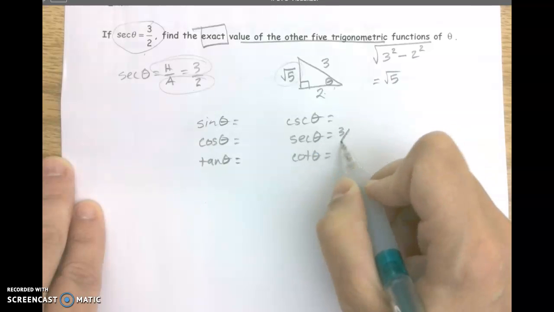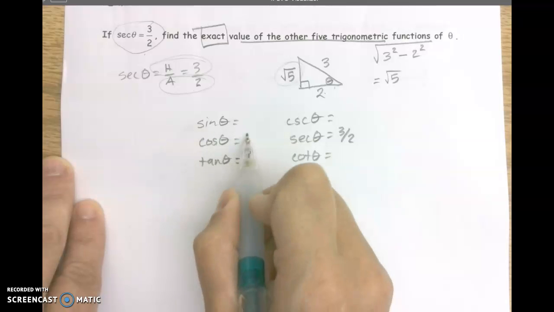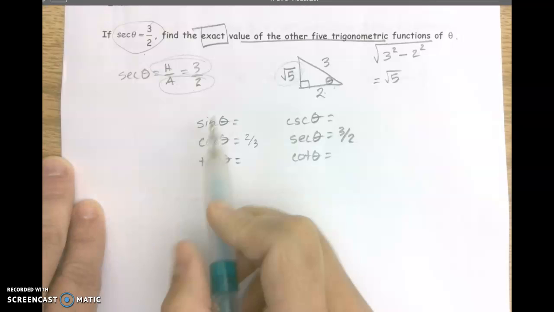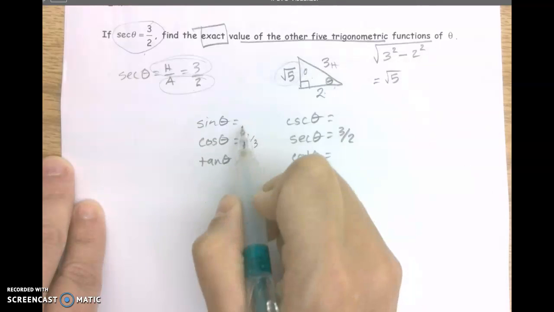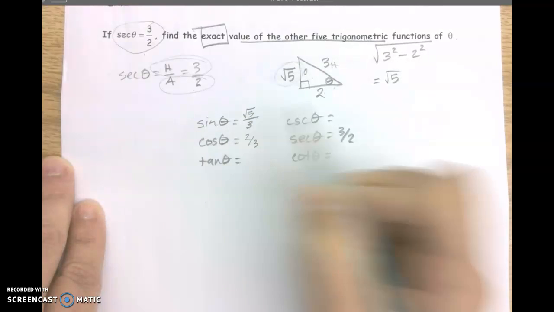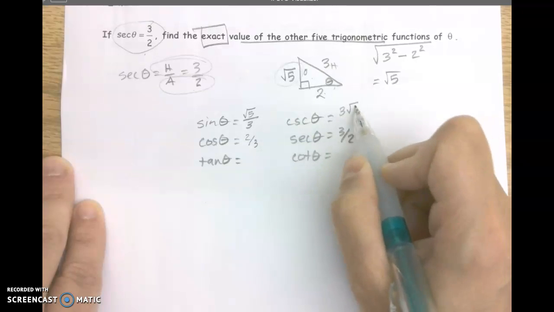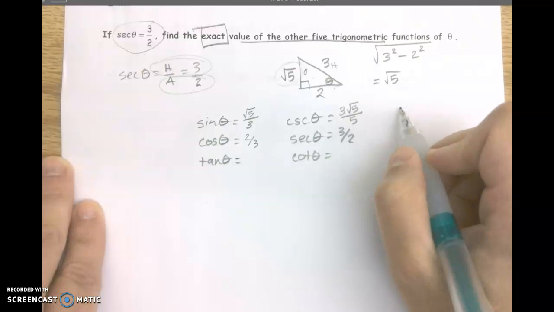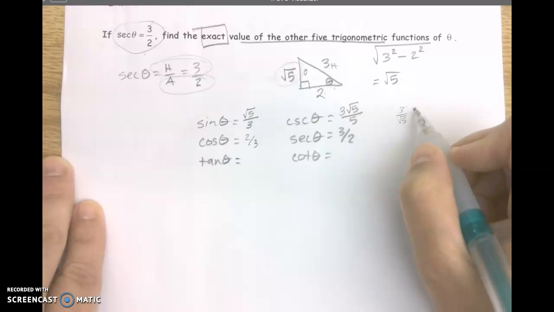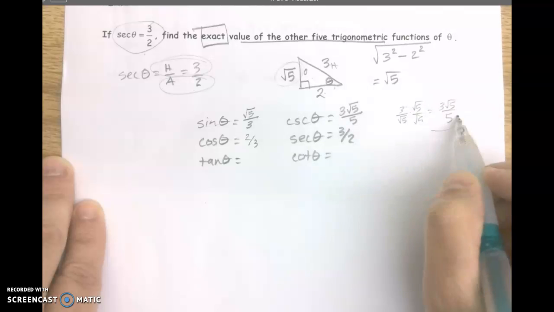Now, they already gave me the secant, which is 3/2, and I can use a reciprocal identity to get the cosine, which is 2/3. The sine is going to be the opposite over the hypotenuse, so this will be the square root of 5/3. And then the cosecant would be the reciprocal. Remember, this is really 3 over the square root of 5, and then I have to rationalize it, which gives me 3 square roots of 5/5.